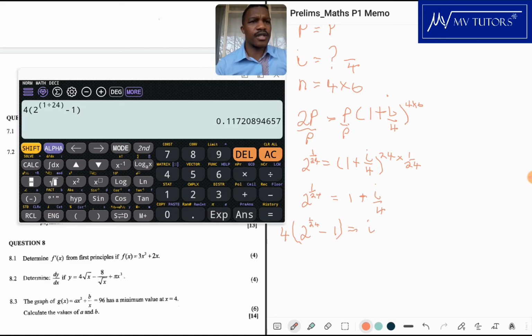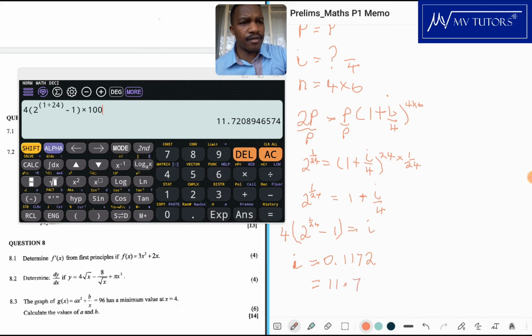Okay, and what is that? We get that I is 0.1172. Now, whenever you're dealing with financial maths, especially interests and stuff, you want to have 2 decimal places when you're doing percentage. Otherwise 4 if it's a decimal, because now what I'm going to do is just convert this to a percentage by multiplying by 100, and then I get I is actually 11.72%, just like that. That's it.